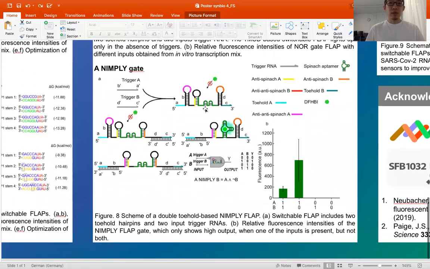In addition, we also tried to combine the spinach activator and repressor and develop it into a NOT IMPLY gate RNA. However, due to the fast binding kinetics of the fluorophore, the repression from the 3' end anti-spinach is limited, which generates a certain leaky signal when trigger A is present.